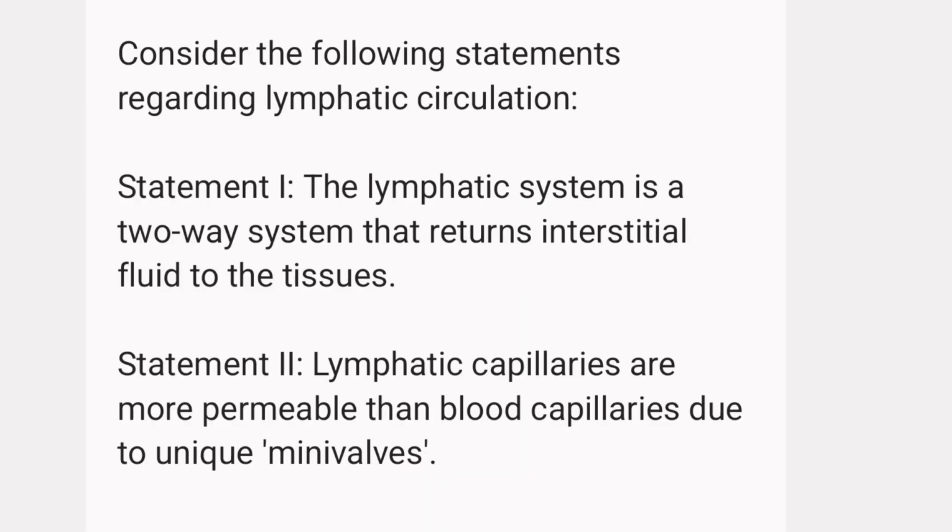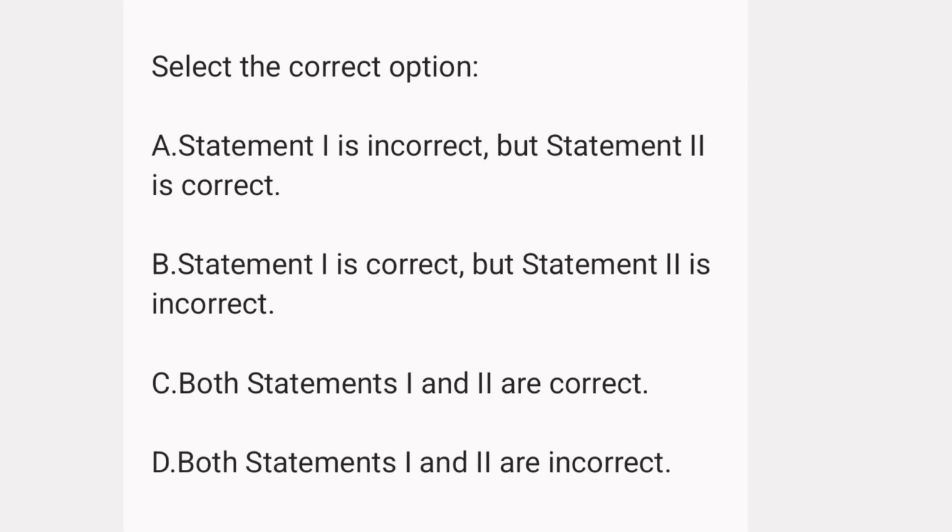Next question. Consider the following statements regarding lymphatic circulation. Statement 1. The lymphatic system is a two-way system that returns interstitial fluid to the tissues. Statement 2. Lymphatic capillaries are more permeable than blood capillaries due to unique mini valves. Select the correct option. Option A. Statement 1 is incorrect but statement 2 is correct. B. Statement 1 is correct but statement 2 is incorrect. C. Both statement 1 and 2 are correct. D. Both statement 1 and 2 are incorrect.